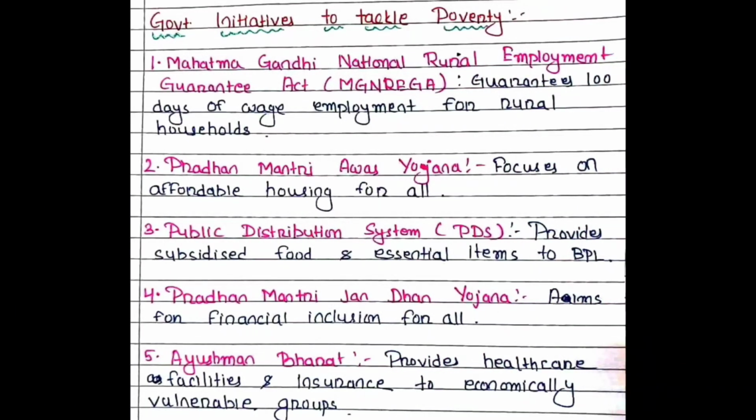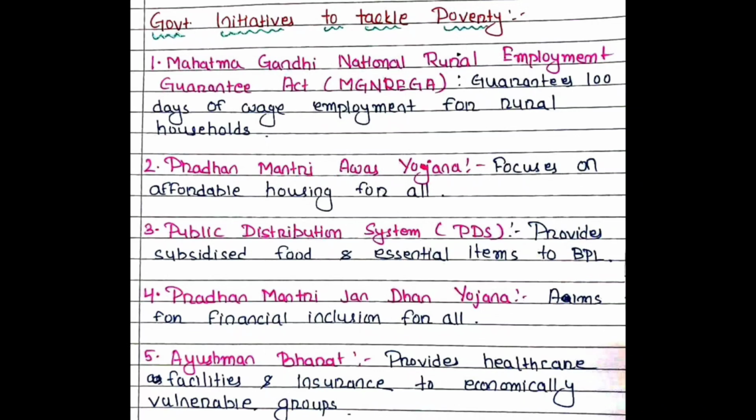Then some government initiatives to tackle poverty. What are the government initiatives to tackle poverty? First is the Mahatma Gandhi National Rural Employment Guarantee Act, that is NREGA, and this guarantees 100 days of wage employment for rural households. Then Pradhan Mantri Awas Yojana, which focuses on affordable housing for all. It gives housing to all the people who have no house. Then the public distribution system, that is PDS, which provides subsidized food and essential items to the BPL. It provides food and essential items at a very low price.